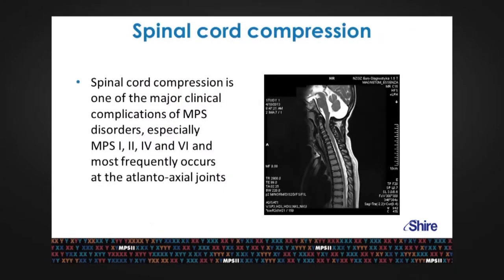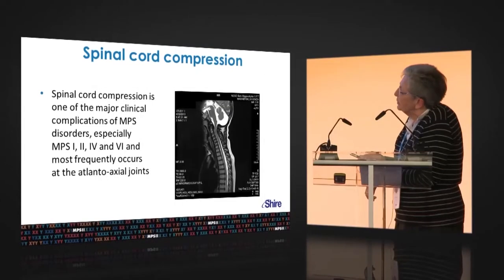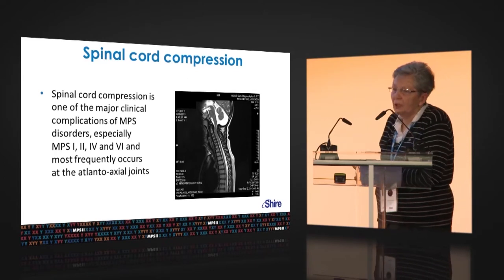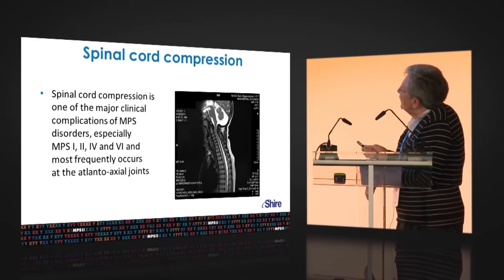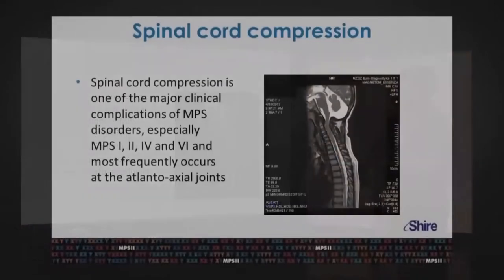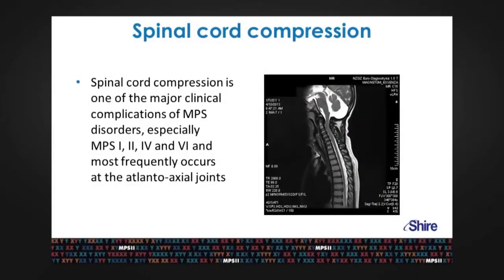This was mentioned before: spinal cord compression. This is a sign or symptom we can meet in MPS 1, 2, 4, and 6. And you can see on this picture that there is a narrowing of the space, especially at the atlantoaxial joints, with all consequences in the clinical picture.